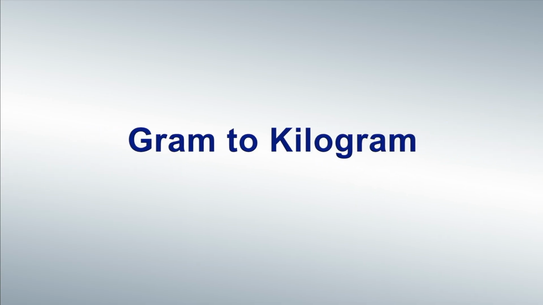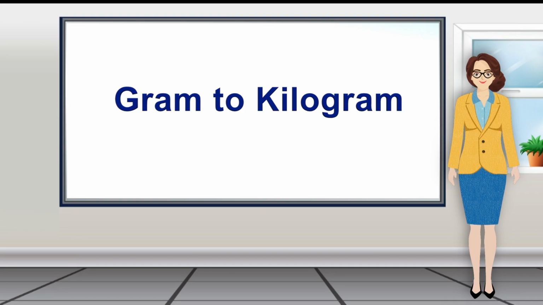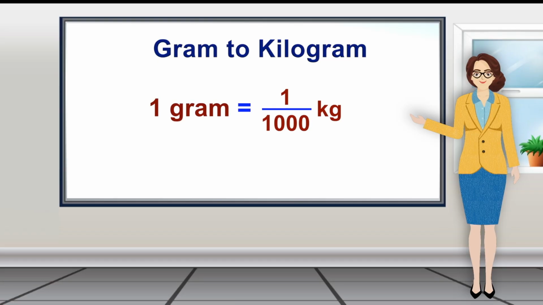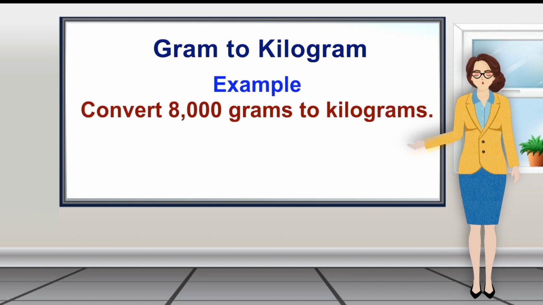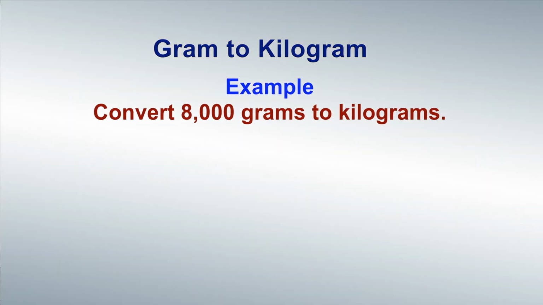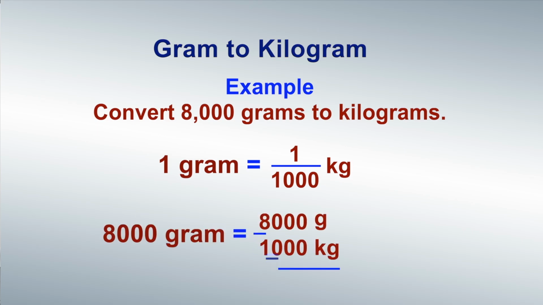Gram to kilogram. Let's learn the conversion of gram to kilogram from an example. To convert the grams to kilograms, we divide the given mass by 1000. Example: convert 8000 grams to kilograms. 1 gram is equal to 1 by 1000 kilogram. So 8000 grams is equal to 8000 grams divided by 1000 kilograms, which is equal to 8 kilograms.